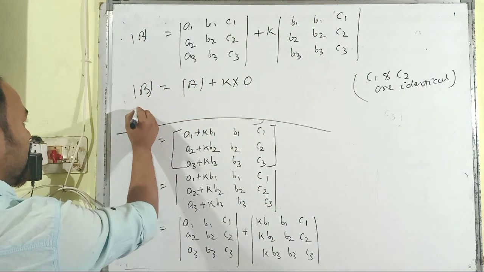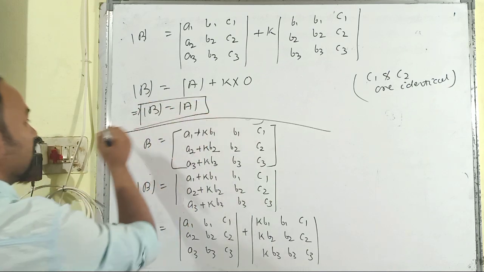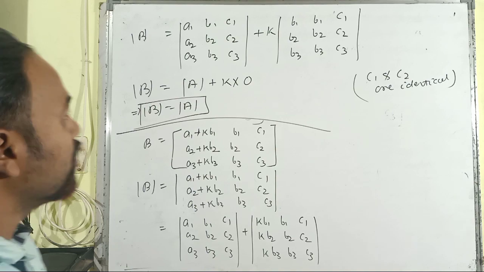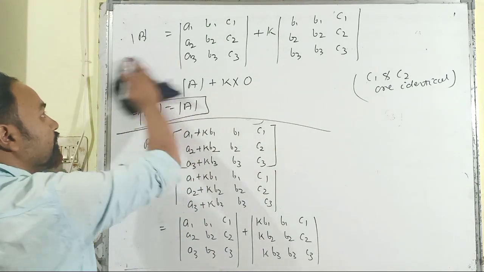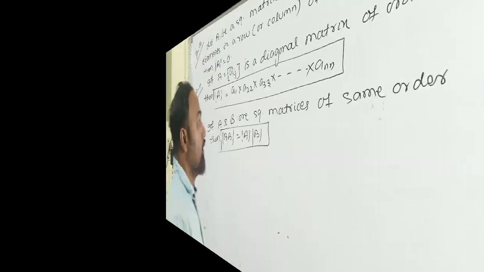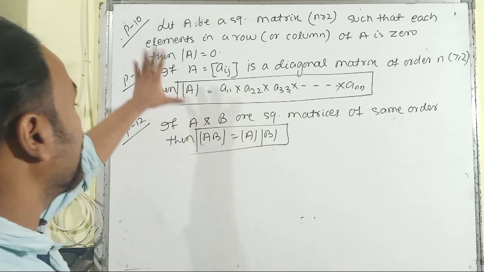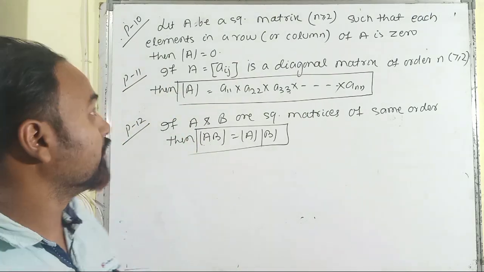So the determinant of B is very much equal to the determinant of A in this case. So it is all about property number 9. Then let us move to the next properties. So these are the last 3 properties of this current video session, that means properties of determinant.